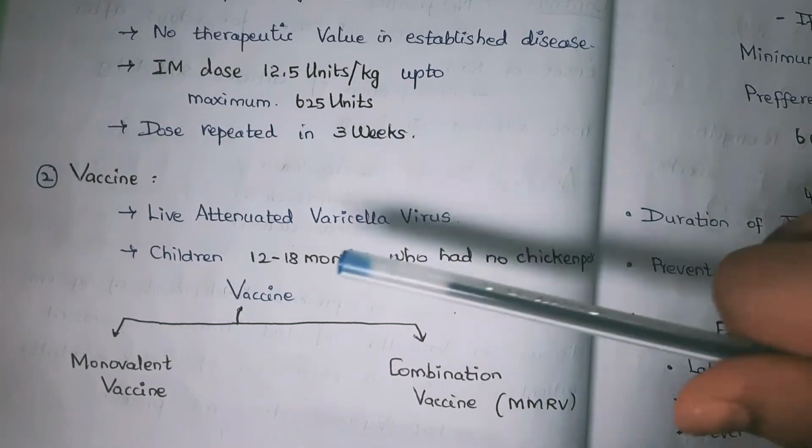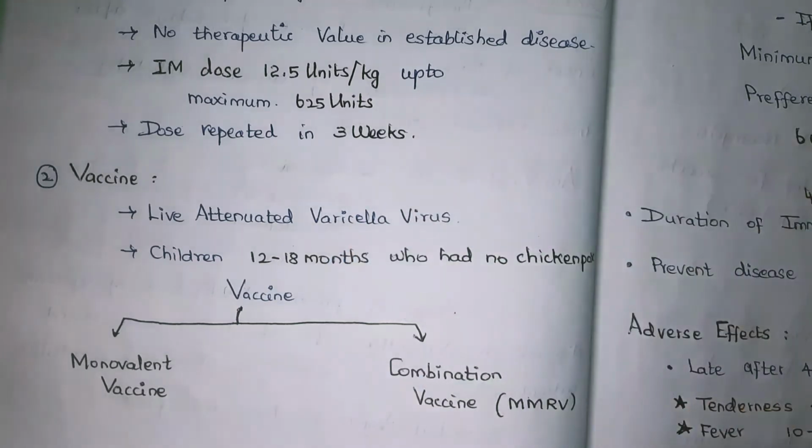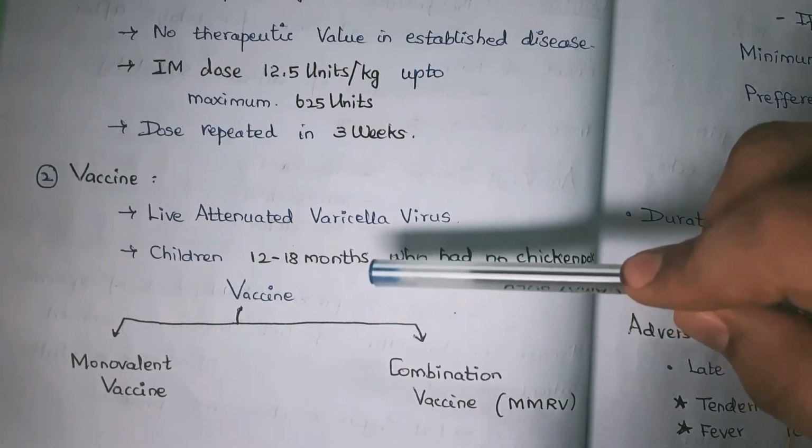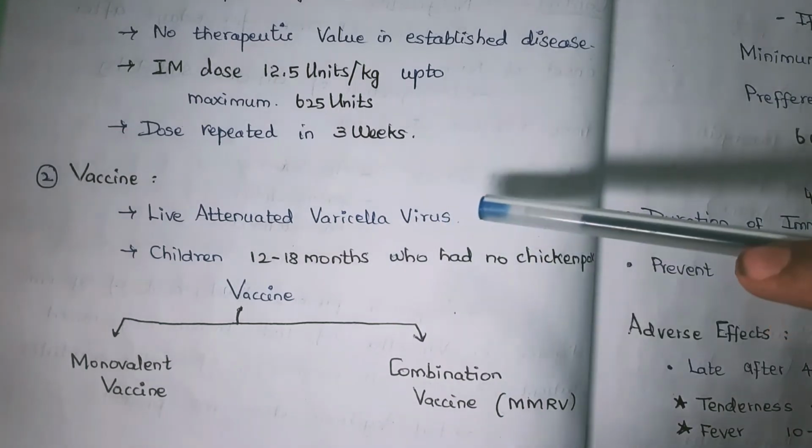Mostly it is given to children of 12 to 18 months, because before this most children have immunity from the mother's antibodies, that is breast milk antibodies, which prevent them from getting this infection. So children of 12 to 18 months who have not had chickenpox can be given this vaccine.